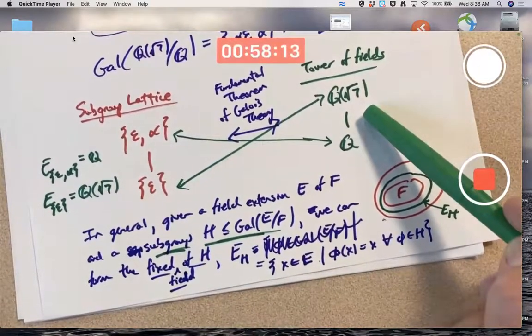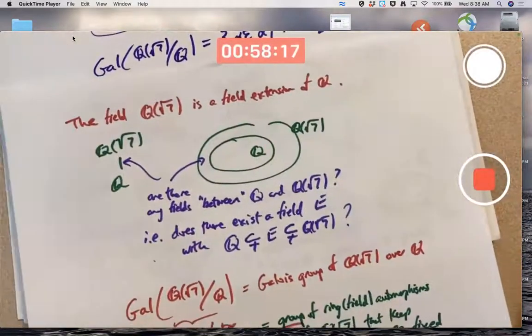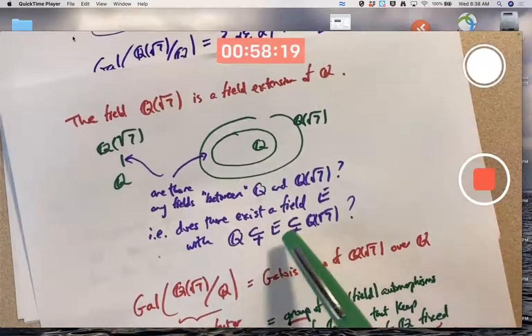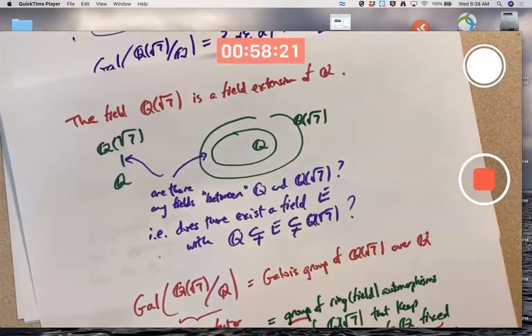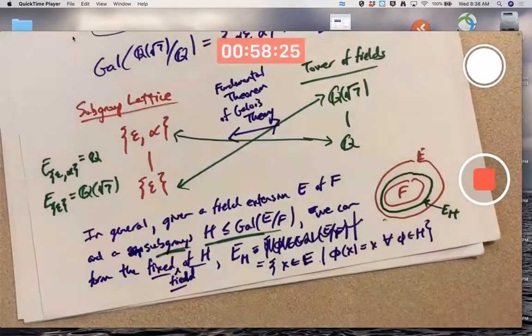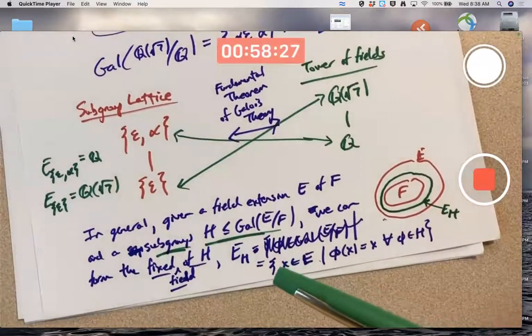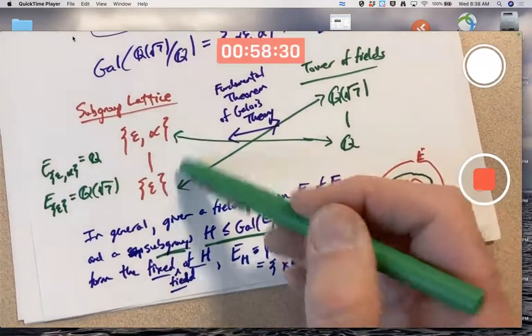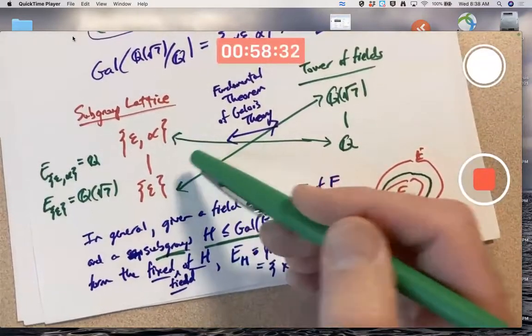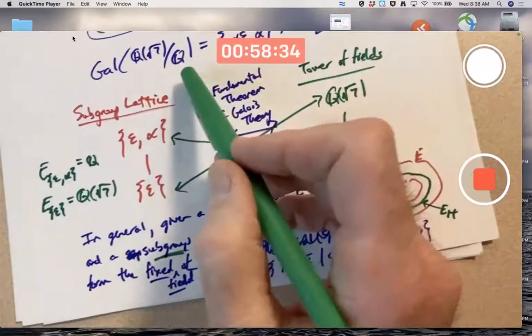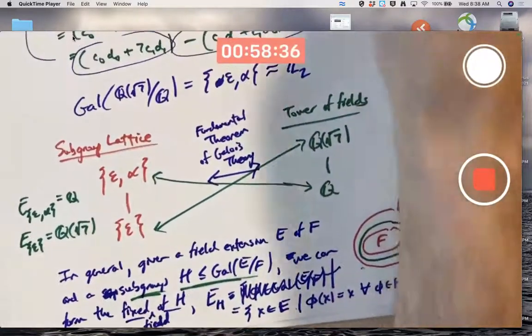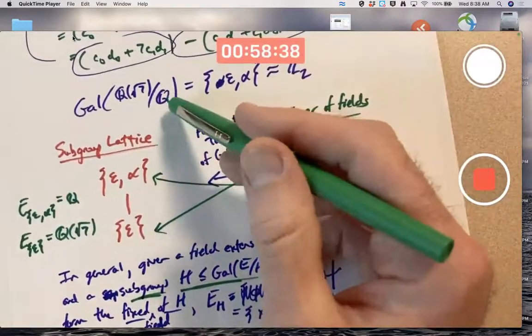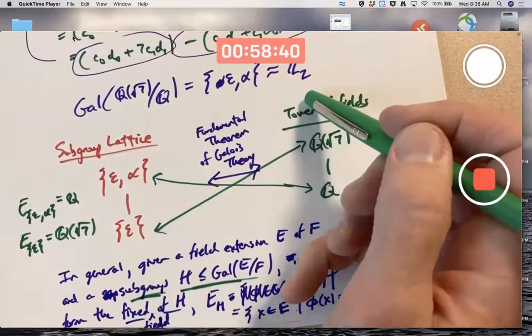So this is coming back to our original question. Are there any fields between Q and Q root 7? And the answer is no. But to prove it, it's based on the fundamental theorem of Galois theory and the fact that this is the entire subgroup lattice for the Galois group. Right there. It's only got 2 groups in it because it's such a trivial group. It's just a 2-element group.